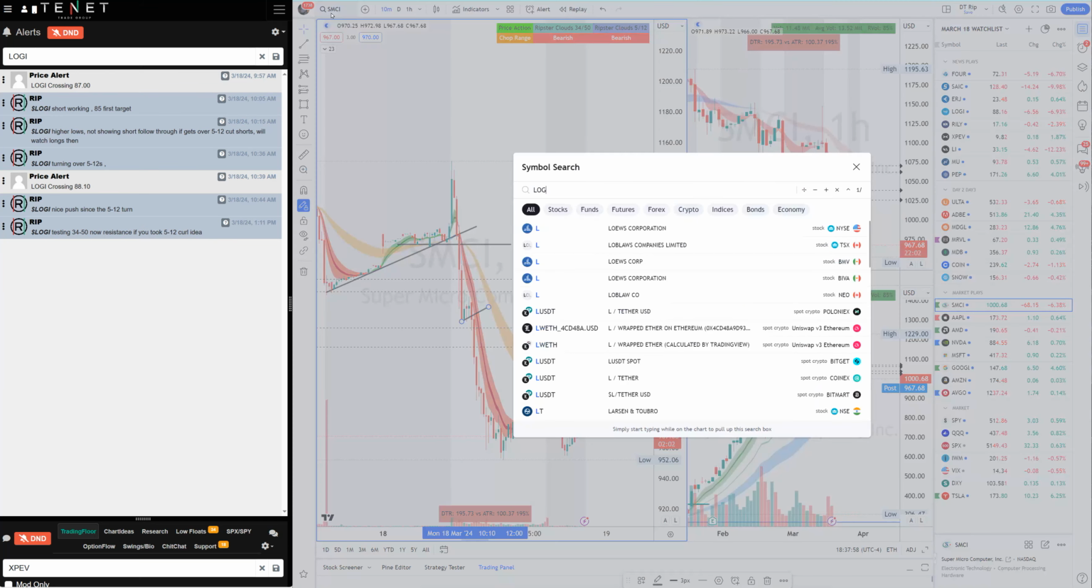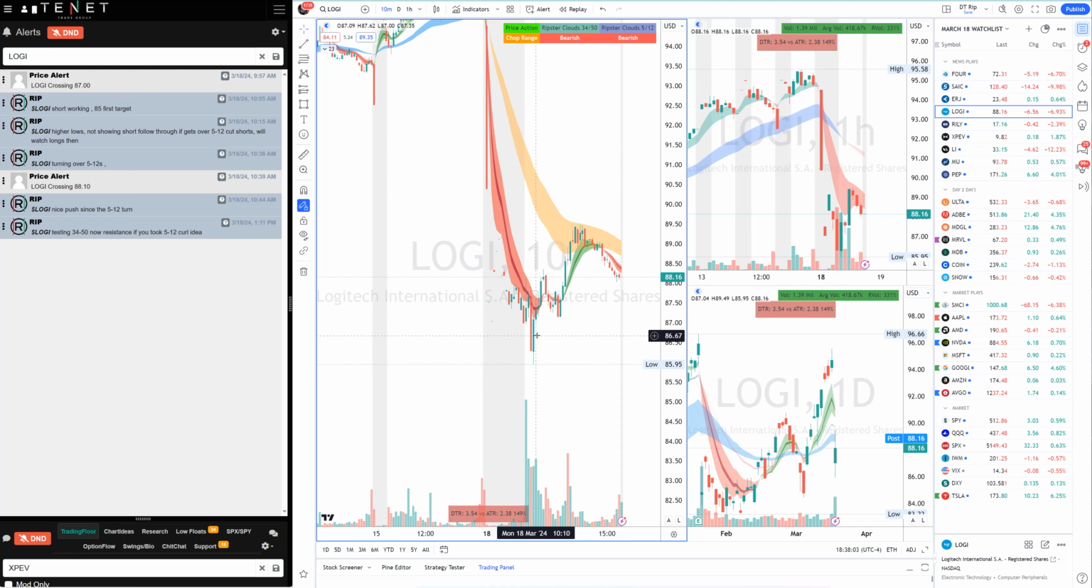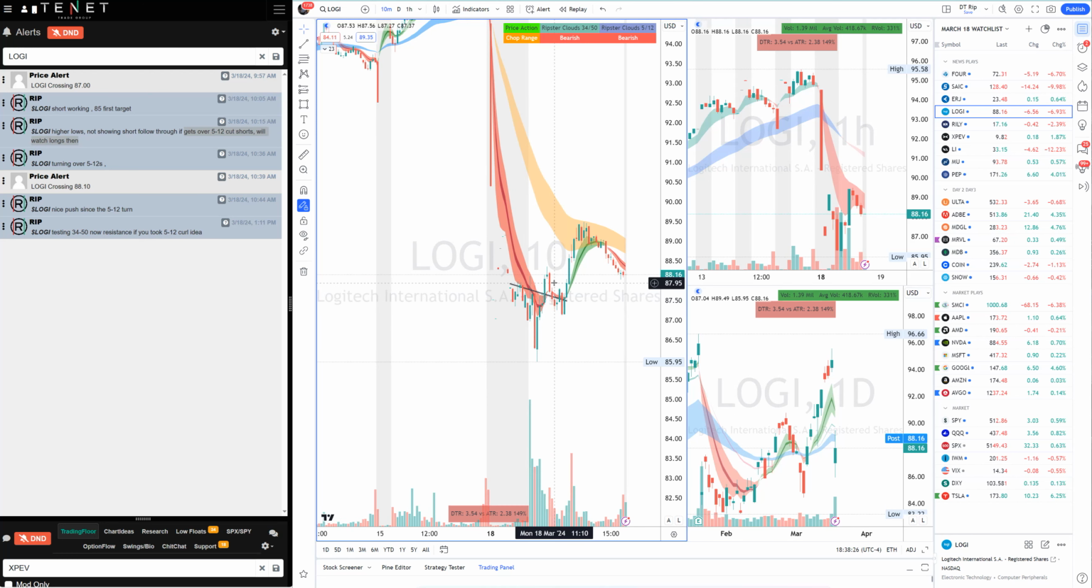So let's look at the next one, LOGI Tech. I was short on LOGI Tech. It broke this pivot, I was short, but then it came right back on me. It got over 512, so I stopped out, took a quick loss, and then I told everybody just to watch the 512 curl, and it did become bullish and pushed to 34.50. As always, the stock pushes to 34.50. It could have been a good long scalp, but I told everybody you can watch the long scalp. If you did, it was good, but I just moved on after taking the loss on the short.